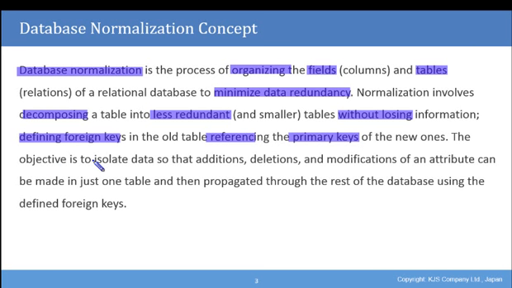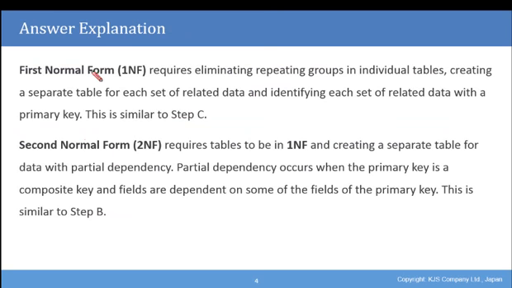The objective is to isolate data so that additions and deletions and modifications of the attribute can be made in just one table and then propagated through the rest of the database using defined foreign keys. So let's have a look at how we can derive our answer.